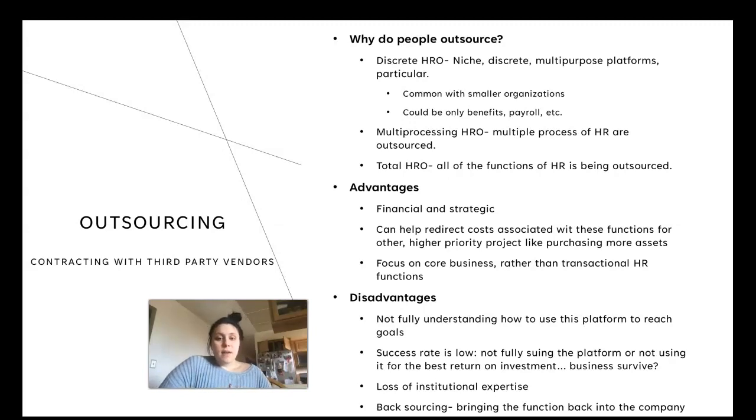Advantages: financial and strategic advantages, and it helps redirect costs and focus on the core business. Disadvantages: backsourcing, so bringing the function back into the company when it doesn't work out, and that's a lot of money and a lot of resources. And the success rate is very low due to the investment, and it could raise the question of whether the company is even going to survive.